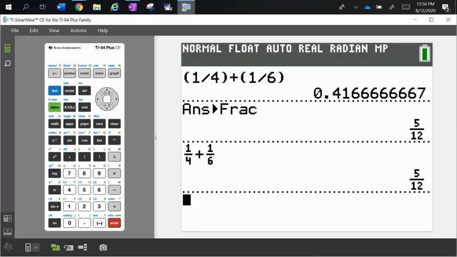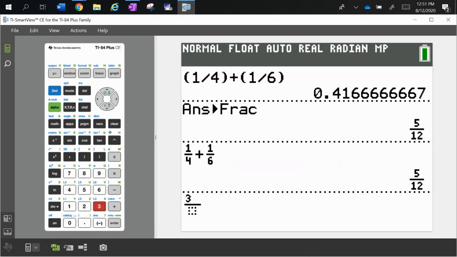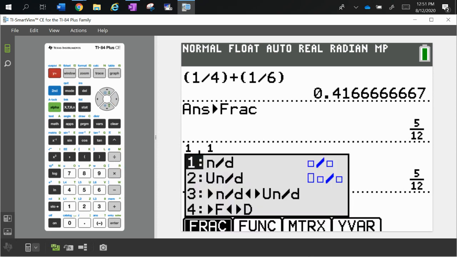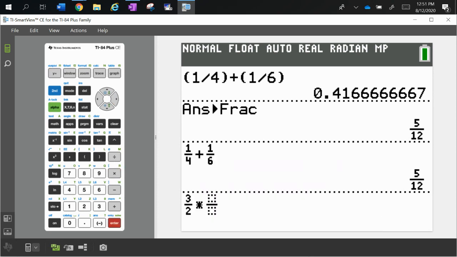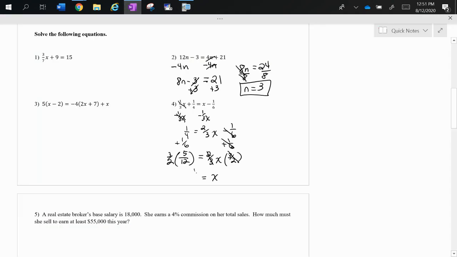So I'm going to go to my calculator. I'm going to practice putting in my fractions. 3/2 times 5/12, and it's going to give me my answer as a fraction. Already reduced, which is really good also, 5/8. So I get 5/8, and I'm done.